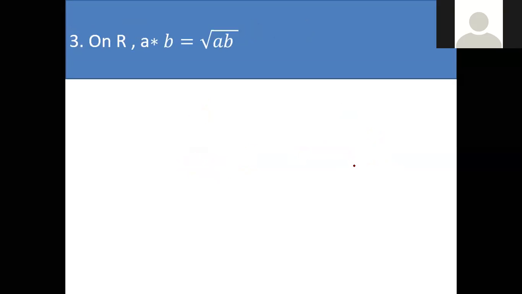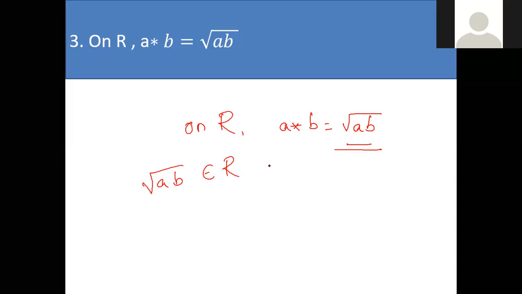So what is the next question? On the set of real numbers, how is the operation defined? A star B is equal to square root of AB. Whether this operation is a binary operation, remember, the answer inside the square root must always be a real number. Whether it is true always, that is, square root of AB always belongs to real numbers. Whether this is true, students?